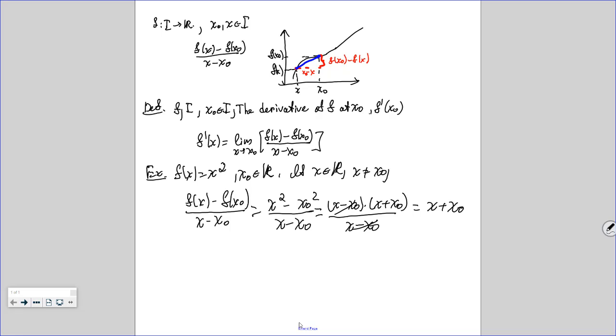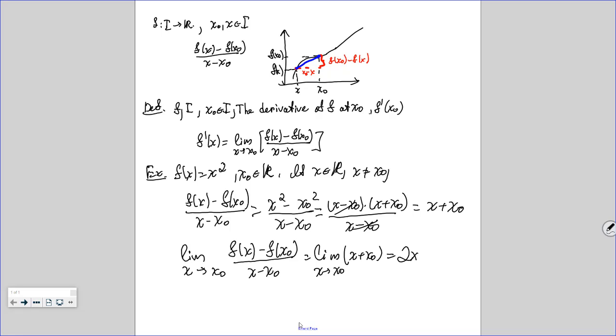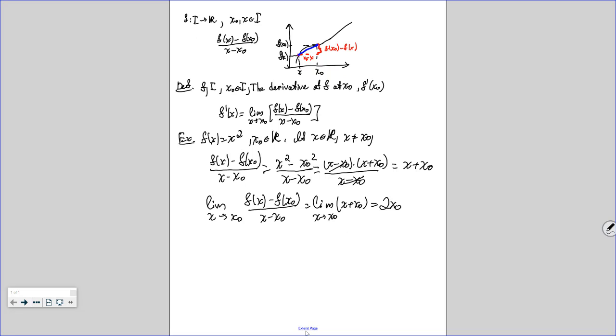Now if we take the limit from both sides, we see that this is equal to the limit as x goes to x0 of x plus x0, which is equal to 2x0. We see that the derivative of x squared is 2x0.